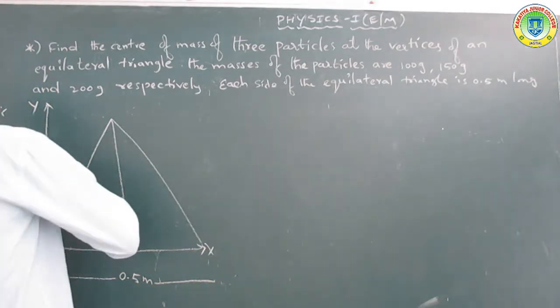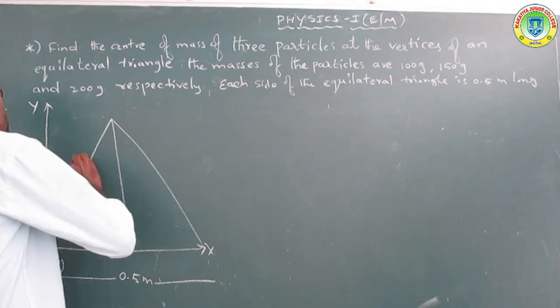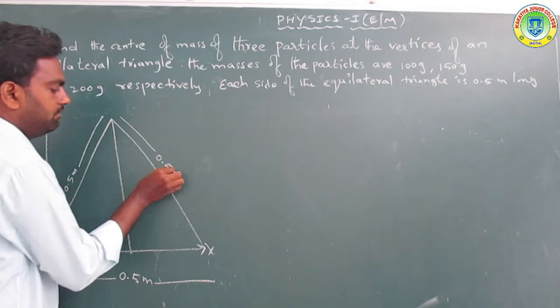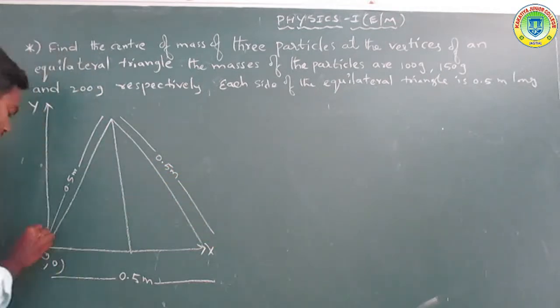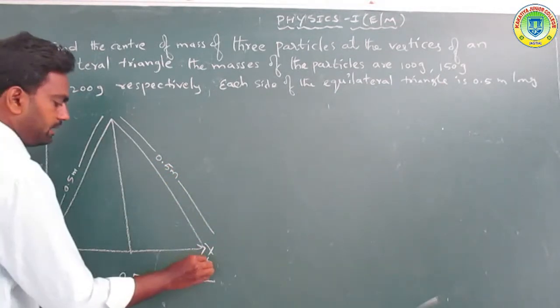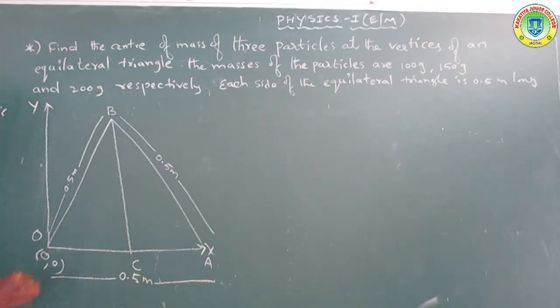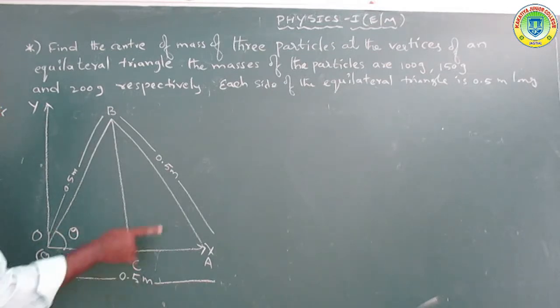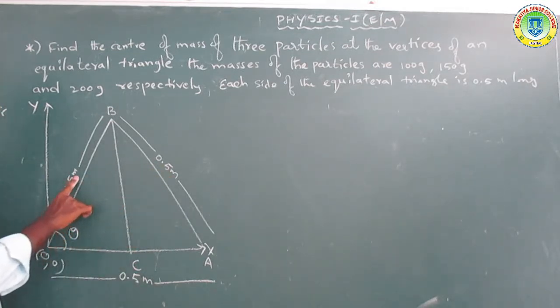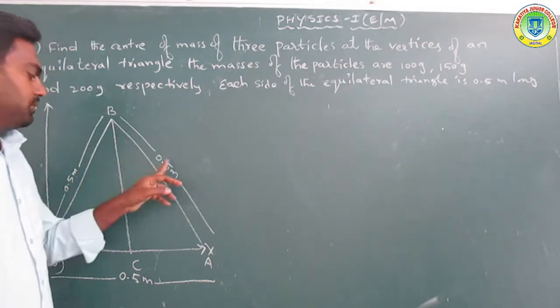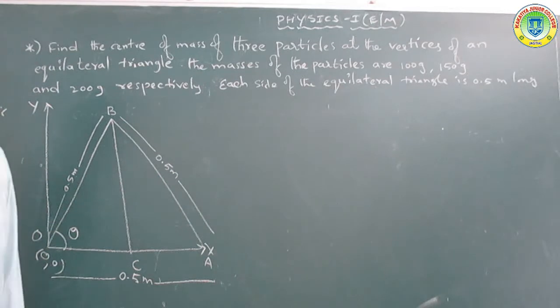0.5 meters along each side of the triangle. So now 0.5 meters is taken here also, and 0.5 meters again. Now this is called O, A, B, and C is taken, and the angle is theta. So it is 0.5 meters, 0.5 meters, 0.5 meters, an equilateral triangle, so each side is taken as 0.5.